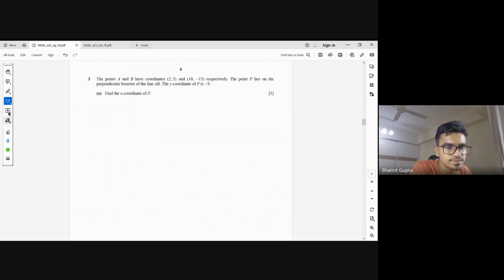Next question. Let's change back to blue. The points A and B have coordinates this and this. The point P lies on the perpendicular bisector of the line AB. The y coordinate of P is -9. Find the x coordinate of P.